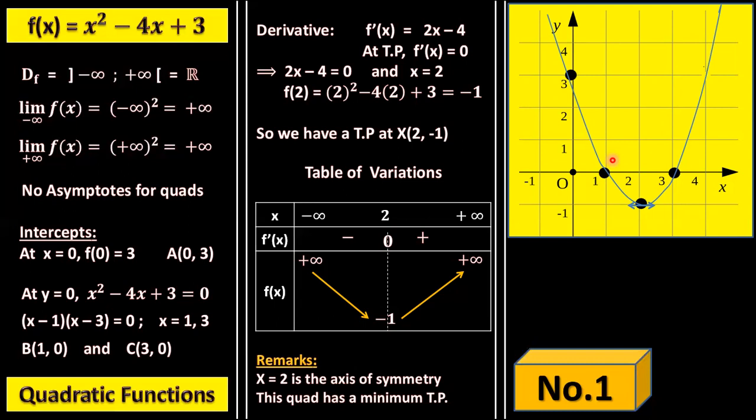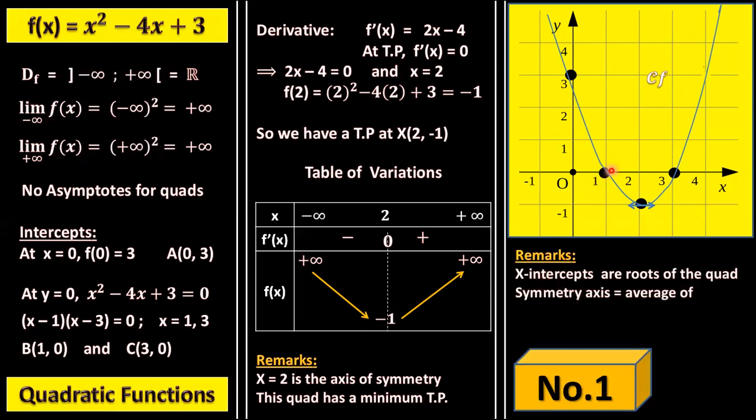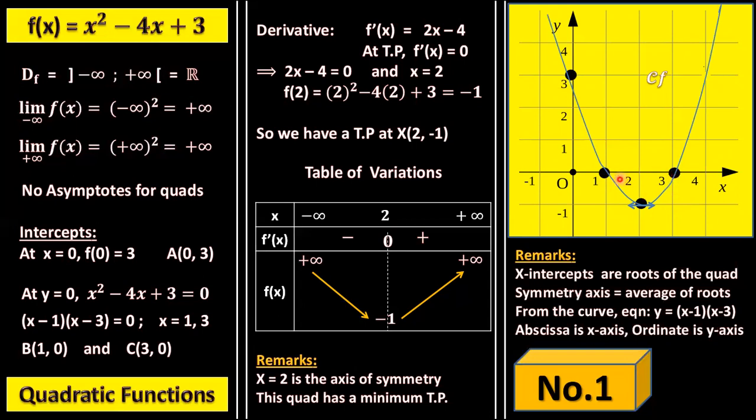Okay, this brings us to the second question. But before that, let us look at some remarks. So the x-intercepts will give us the roots of this quadratic, and these are the x-intercepts at x equals 1 and x equals 3. This gives us the roots of this quadratic.